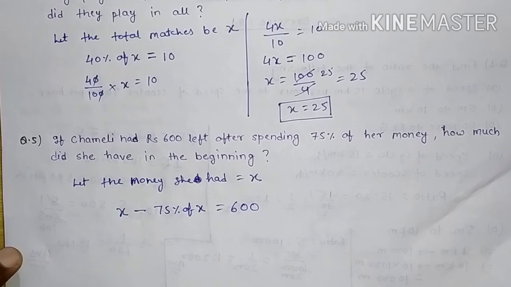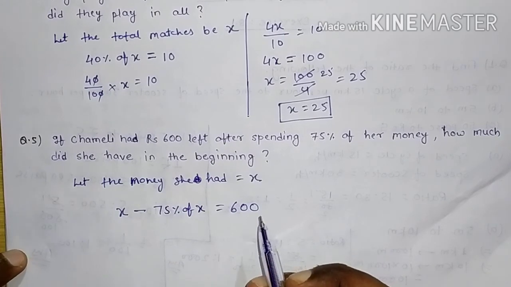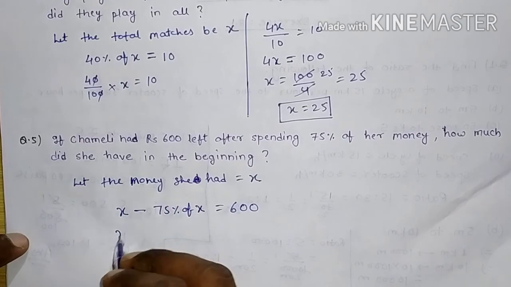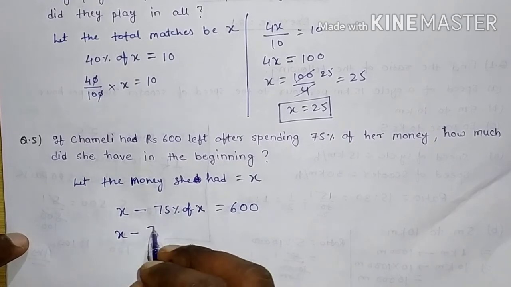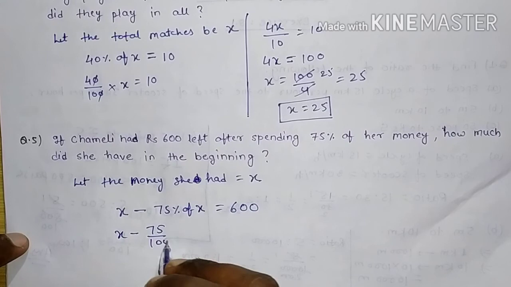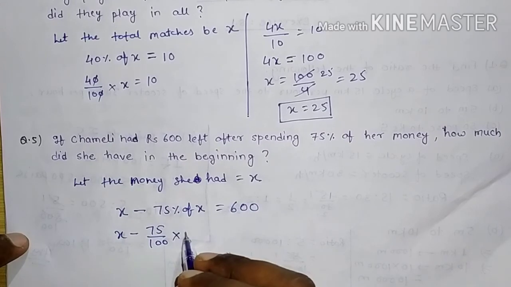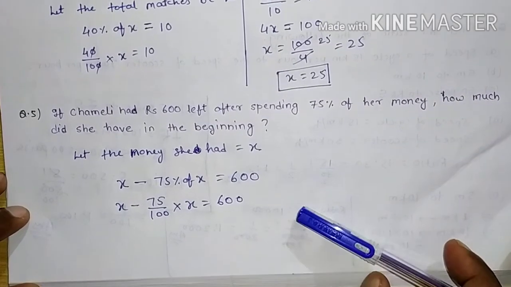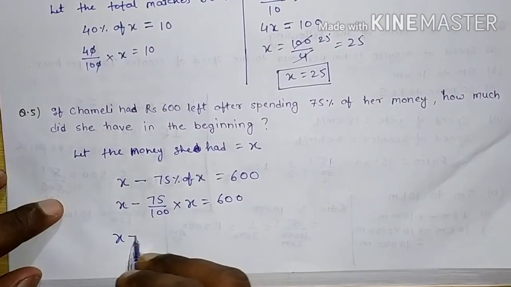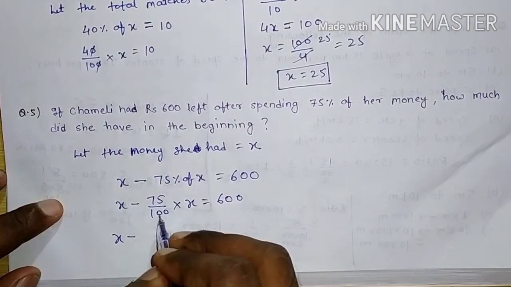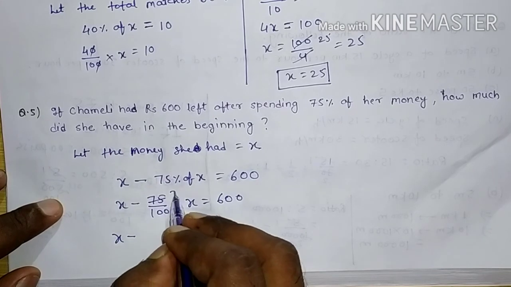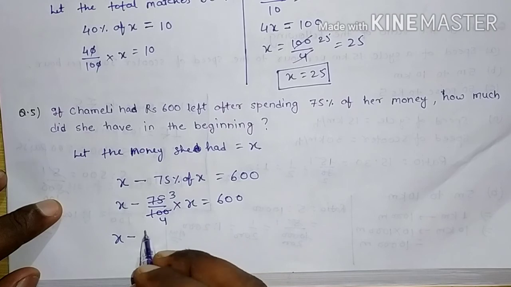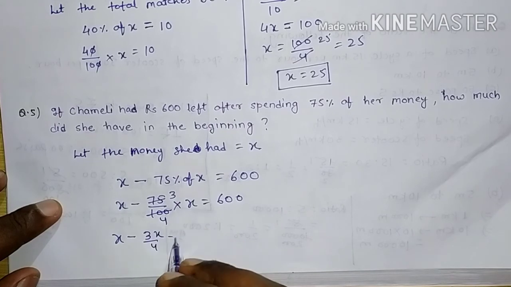Now we have to just simplify this equation and get the answer. Now X minus 75%, that means 75 upon 100, of means multiply, and X equals to 600. Now X minus 75 and 100, it will be cancelled out. 25 3 ja 75, 25 4 ja 100. Now this is 3x upon 4 equals to 600.